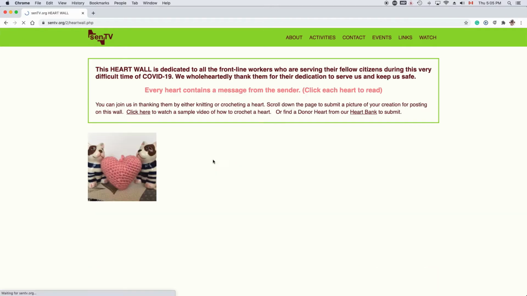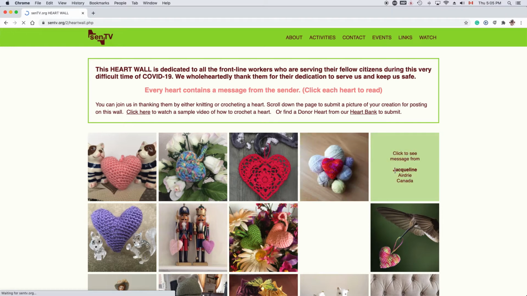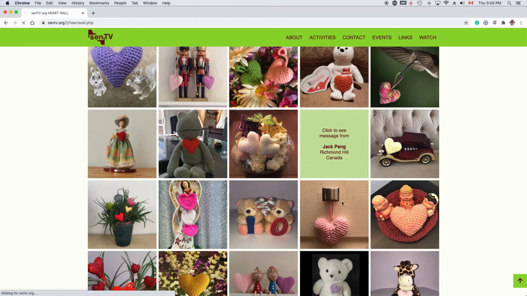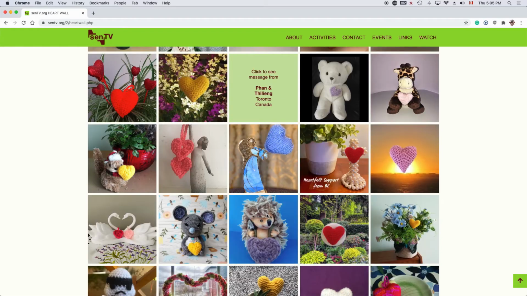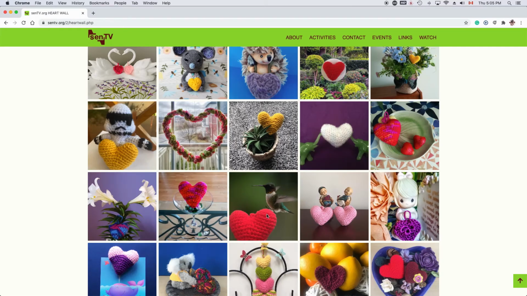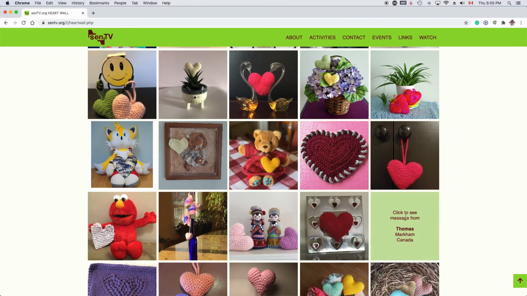Another activity is our Heart Wall, dedicated to all the frontline workers. We encourage participants to knit or crochet a heart, take a picture of it, and post it on our wall, along with an appreciation message to thank the frontline workers for their dedication.